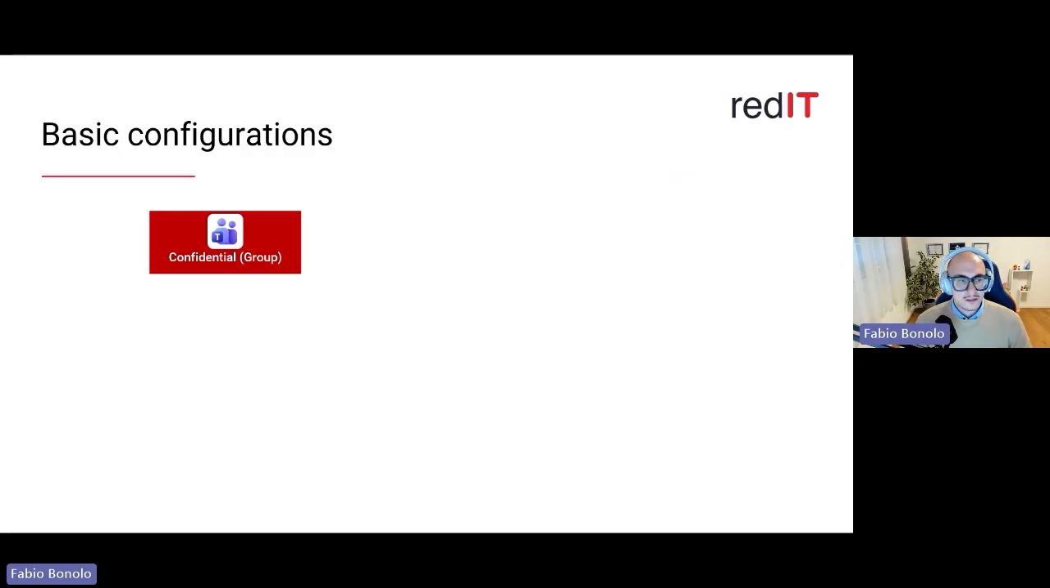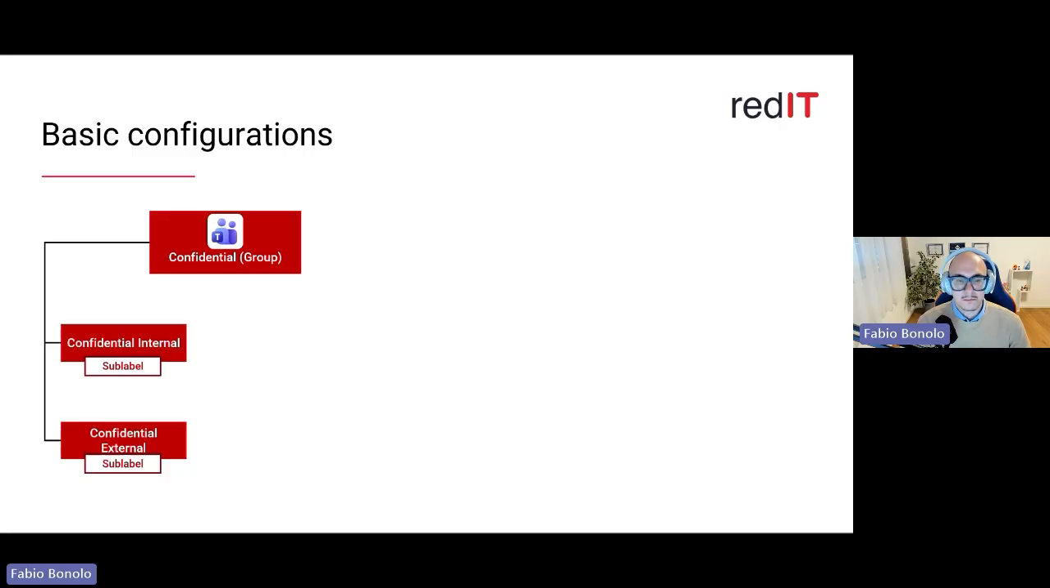So we take, for example, the sensitivity label confidential, which is a group label. So it is applied on a team site, for example, or a shared mailbox or a loop workspace. And the first thing that I can do is I can set some kind of sublabels. So maybe I have a use case that the confidential label doesn't meet my requirements because the configuration should be differentiated between internal users and external users.